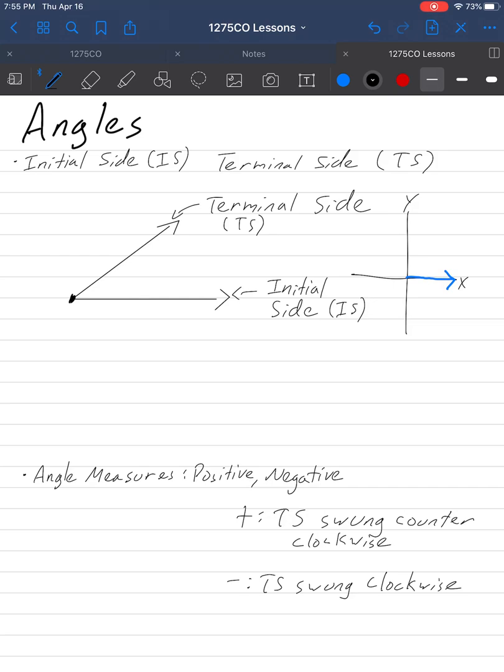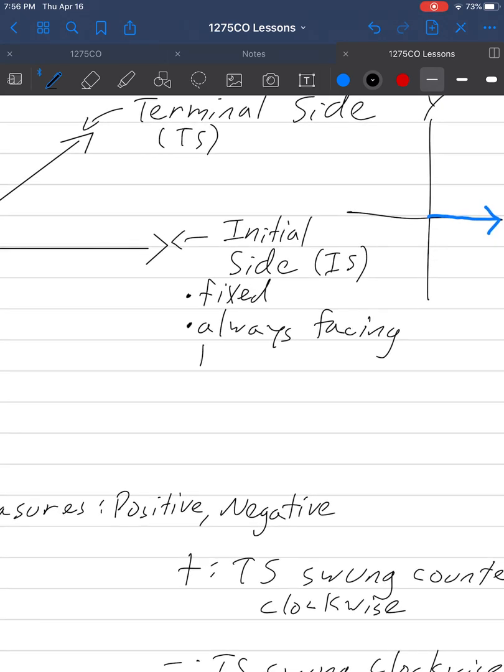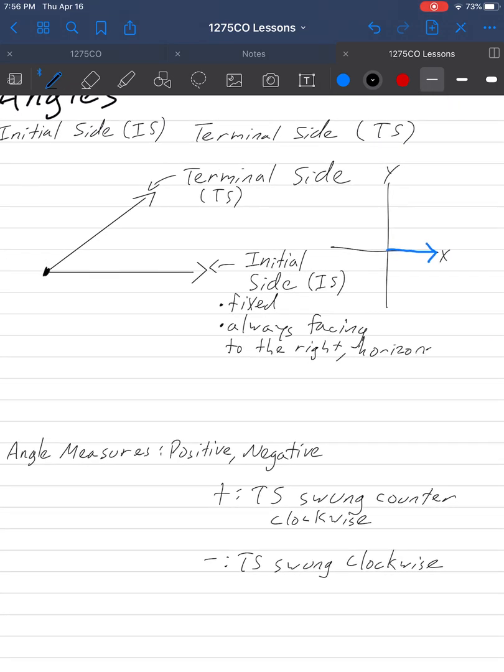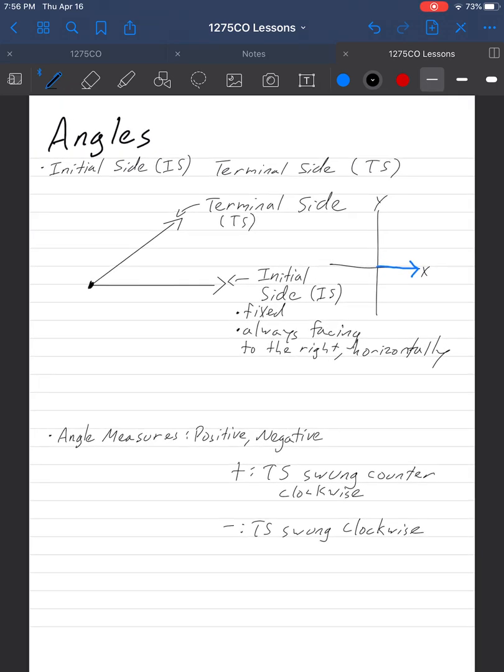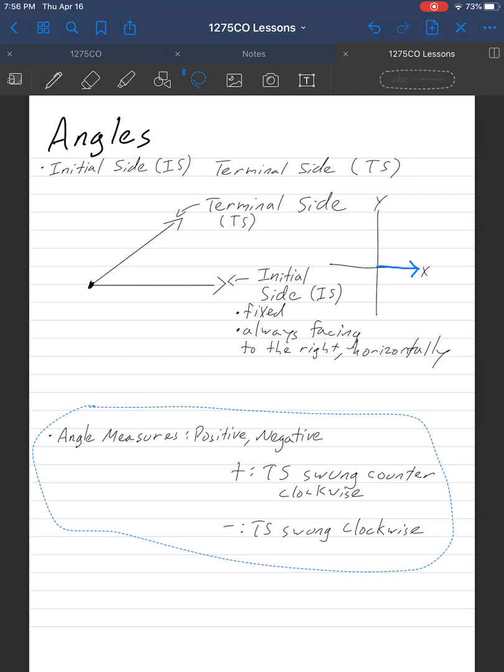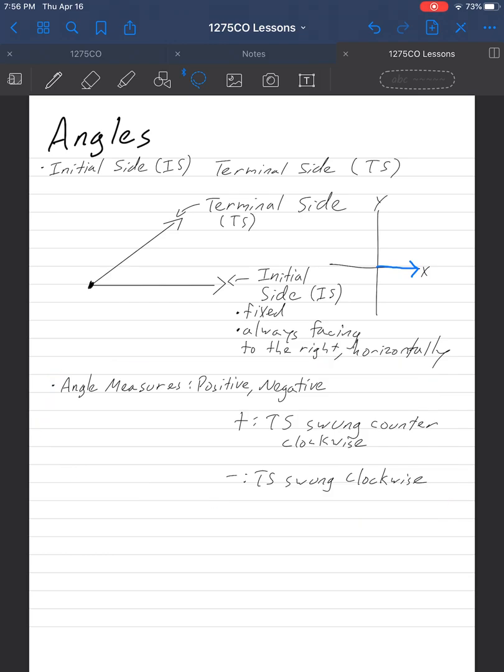So the initial side has the property that it is fixed and always facing to the right, horizontally. The terminal side is much more free to move around, but it moves around in a specific manner. If you think about the hands on a clock, that's how the terminal side is going to move.